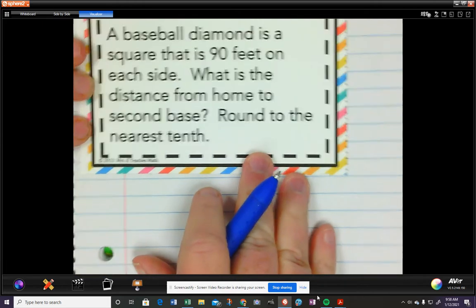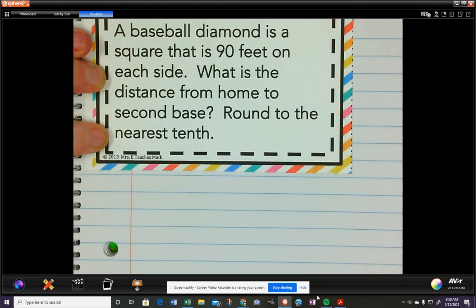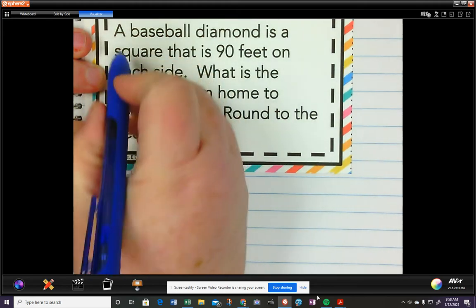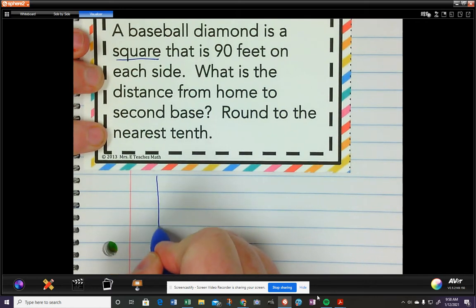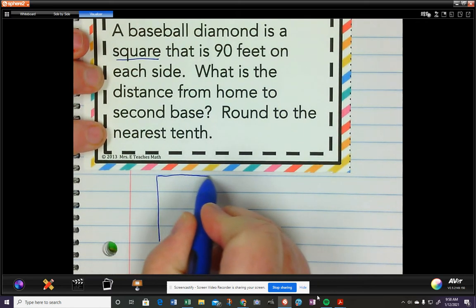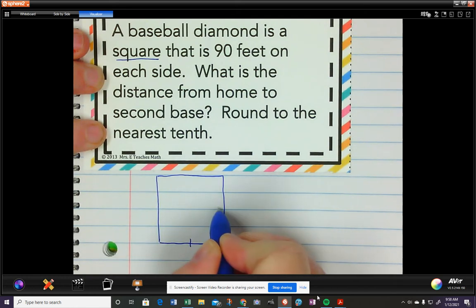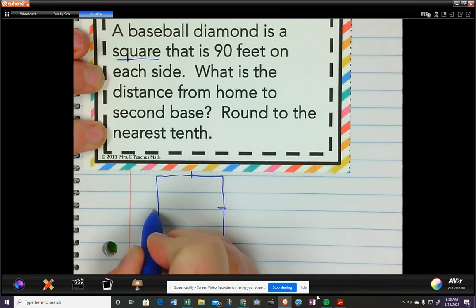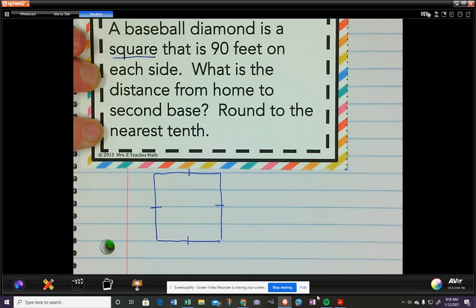So first off, do you notice any picture? No. So we need to draw a picture. The picture would be a square. I need a square, as best I can draw. Remember to mark your sides, that a square has equal sides. What is the distance from home to second base?